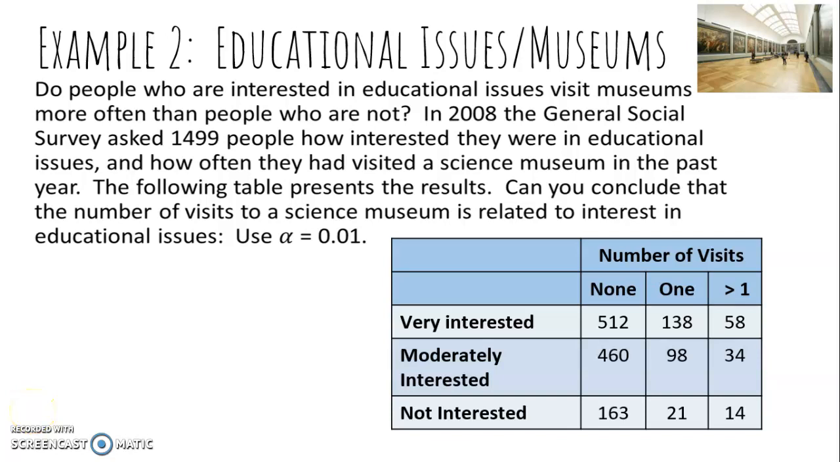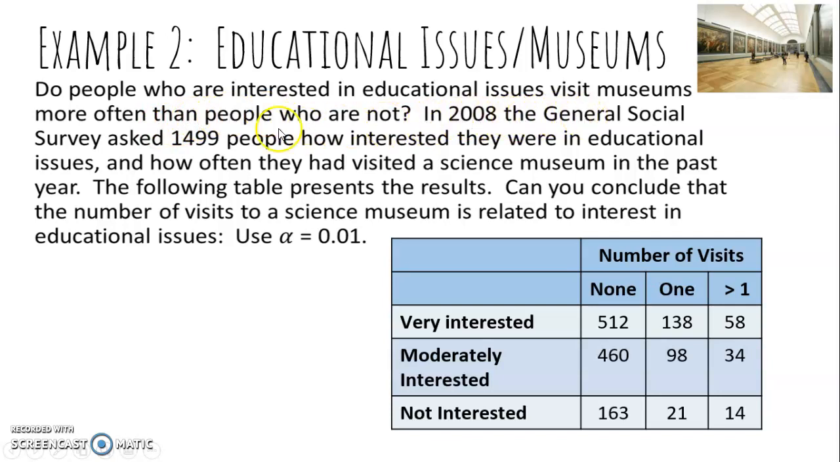This video is Test for Independence, the chi-squared distribution, part 2. We're beginning with example 2, educational issues and museums. Do people who are interested in educational issues visit museums more often than people who are not?